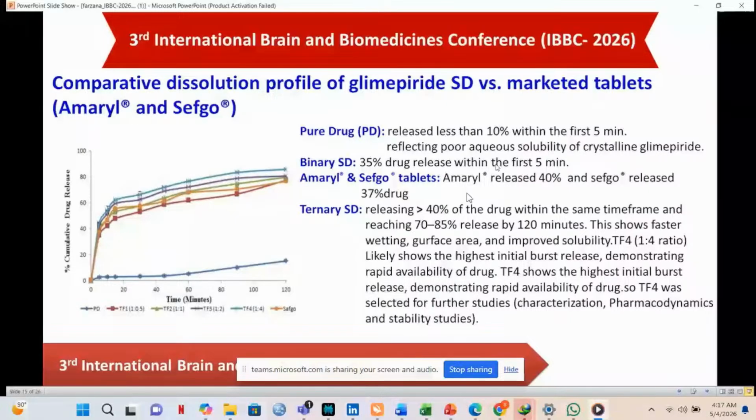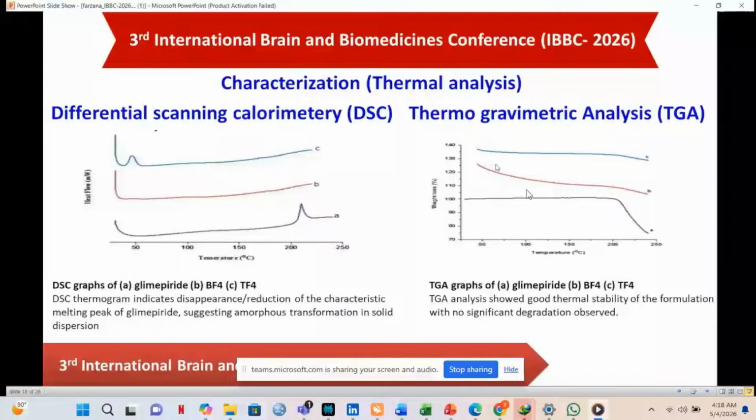The pure drug and binary and ternary formulations show the surface morphology. The pure drug morphology was needle-like crystals, and the binary and the ternary formulation morphology was very homogeneous. Next is the in vivo study. The first test was the body weight test.